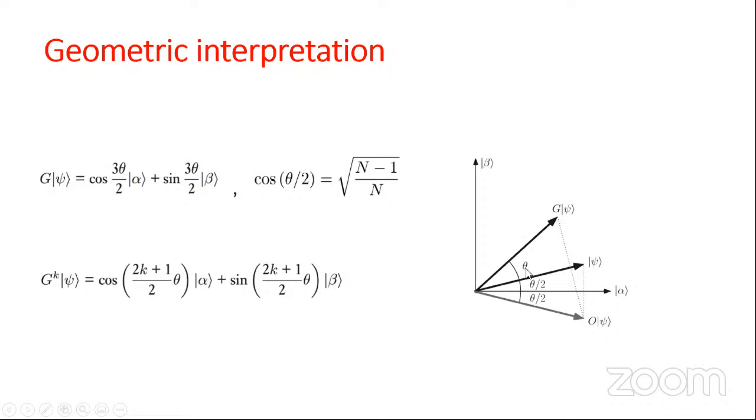One iteration increases the angle by theta. So how many times do we want to increase this angle so that we reach near the desired state? Let's suppose we do k iterations. If we apply this operator k times, then the angle will be 2k plus 1 by 2 theta. Basically, one time it increases the angle by theta, so k times it will increase the angle by k theta. So k theta is added to the original theta by 2. This will be the expression.